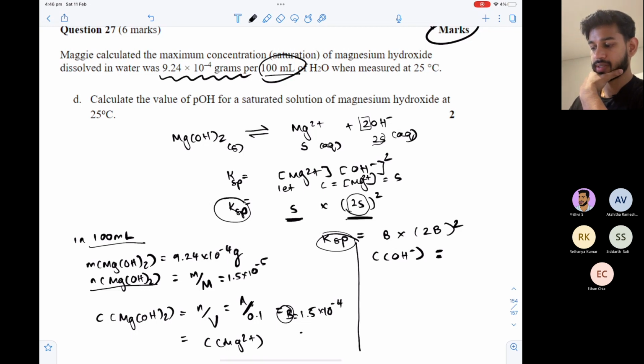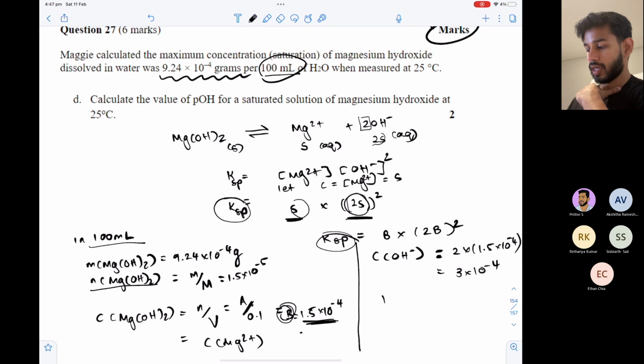It's 2S. We said S is equal to B, which is 1.5 times 10 to the power -4. Concentration of hydroxide is 2 times 1.5 times 10 to the power -4, or 3 times 10 to the power -4. Can we find POH, Ethan? And what is your answer?